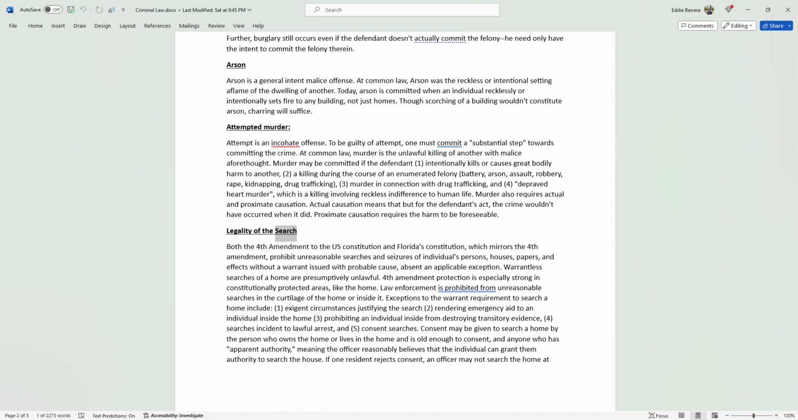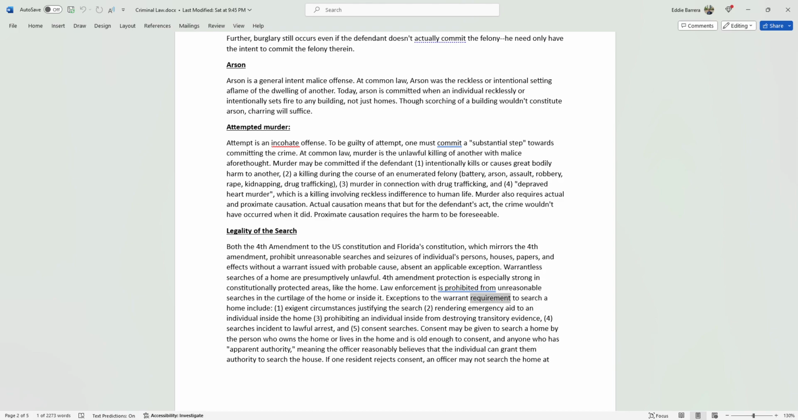Legality of the search. Both the Fourth Amendment to the U.S. Constitution and Florida's Constitution, which mirrors the Fourth Amendment, prohibit unreasonable searches and seizures of individuals' persons, houses, papers, and effects without a warrant issued with probable cause, absent an applicable exception. Warrantless searches of a home are presumptively unlawful. Fourth Amendment protection is especially strong in constitutionally protected areas, like the home. Law enforcement is prohibited from unreasonable searches in the curtilage of the home or inside it.